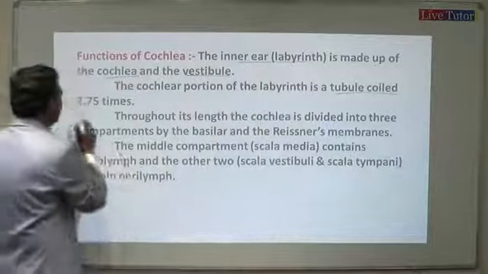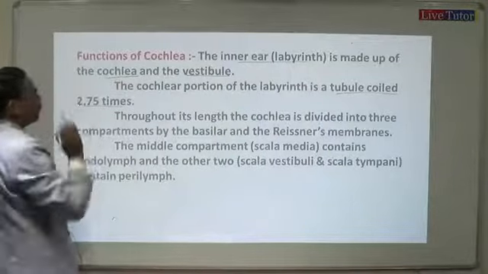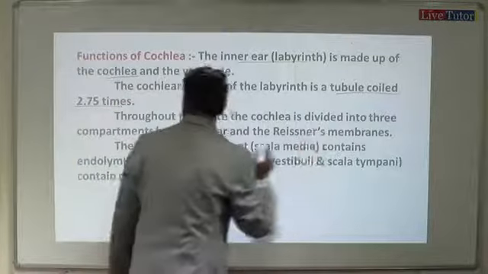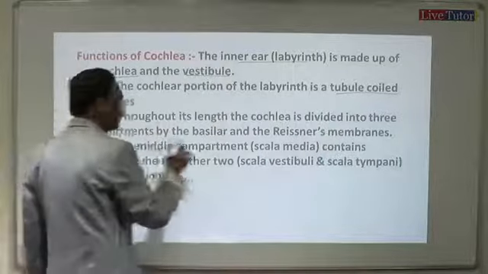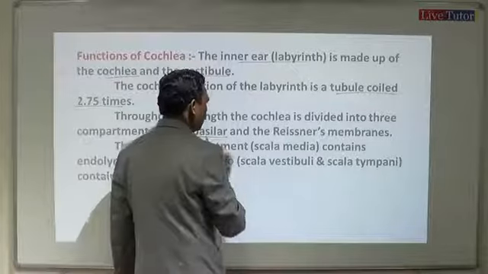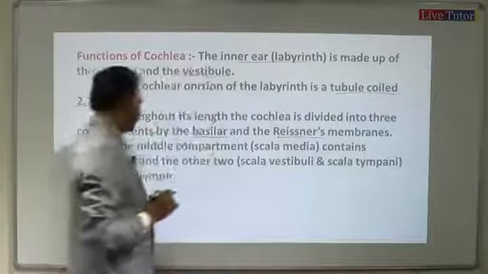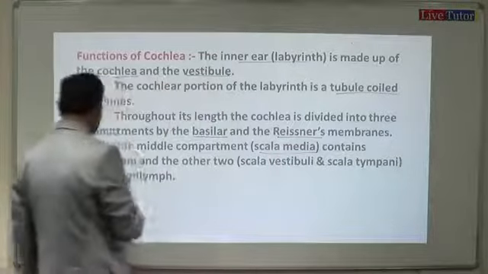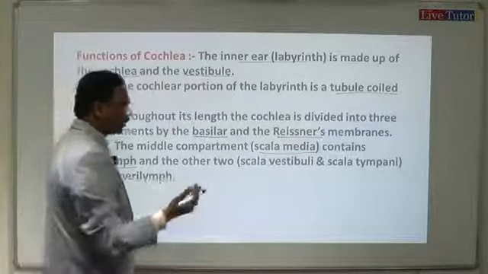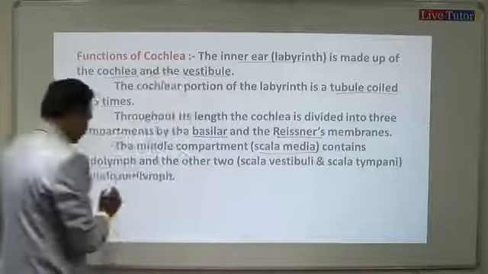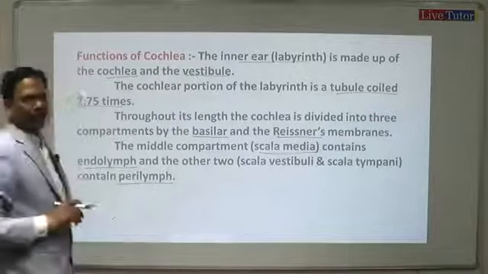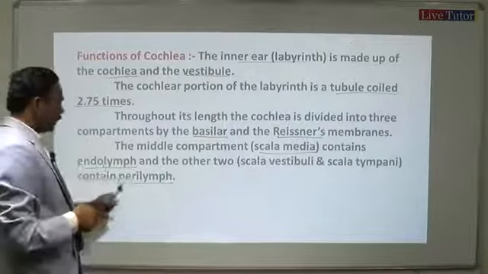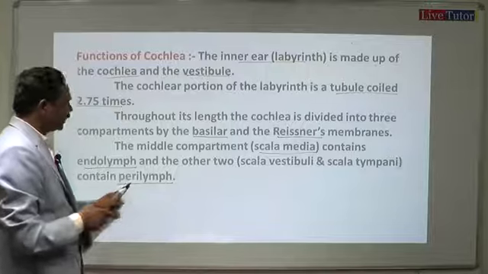The cochlear portion of the labyrinth is a coiled tubule. Do you know how many times it is coiled? About 2.75 times. Remember this point. Throughout its length, the cochlea is divided into three compartments by how many membranes? Two membranes. What are they? The basilar membrane and the Reissner's membrane. The middle compartment is the scala media, containing what? Endolymph. The other two, scala vestibuli and scala tympani, are filled with perilymph. Remember the point: the middle has endolymph, and the scala vestibuli and tympani are filled with perilymph.